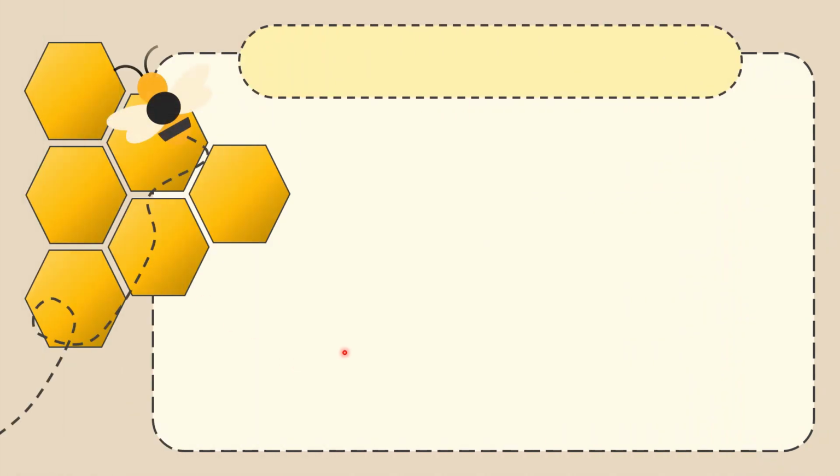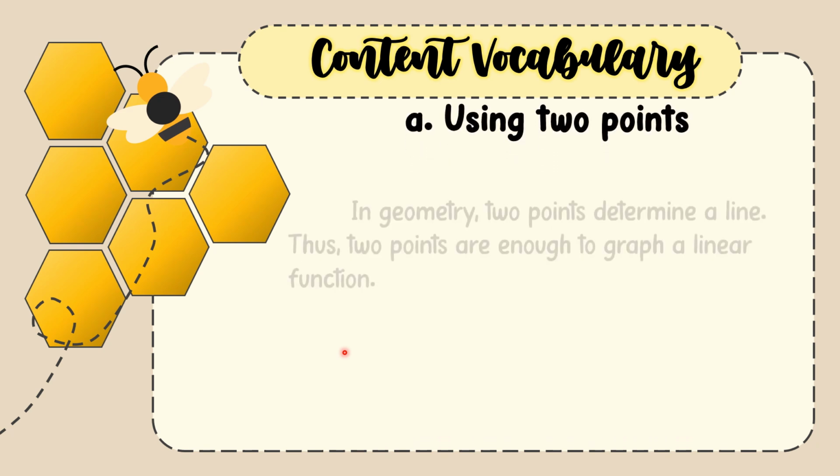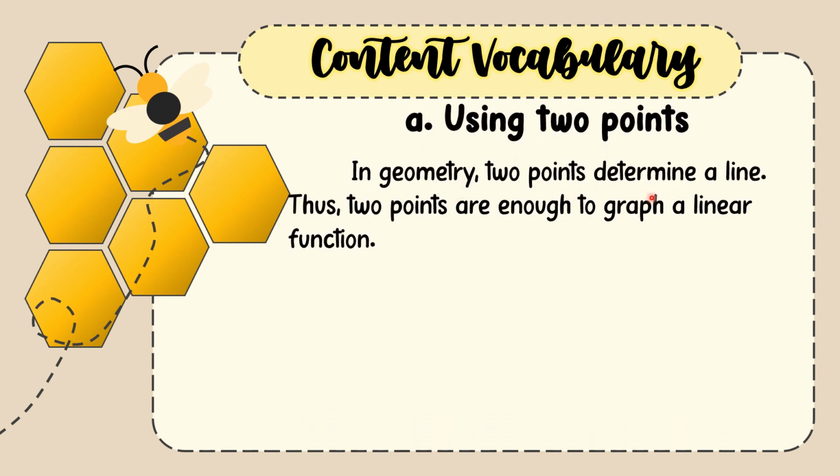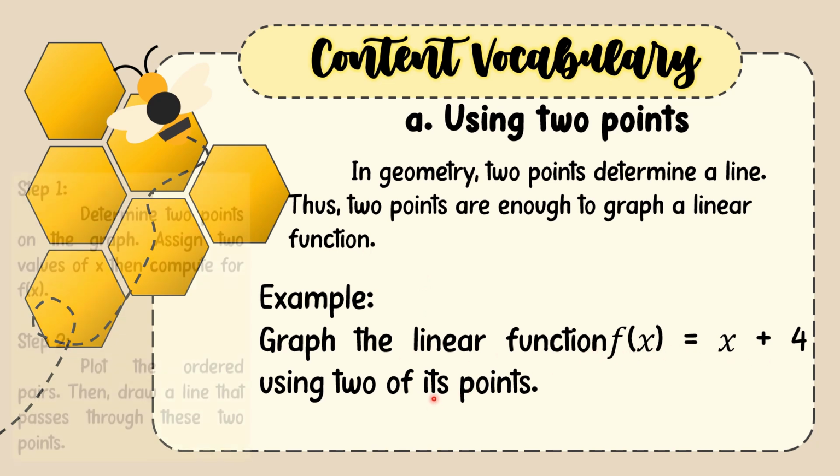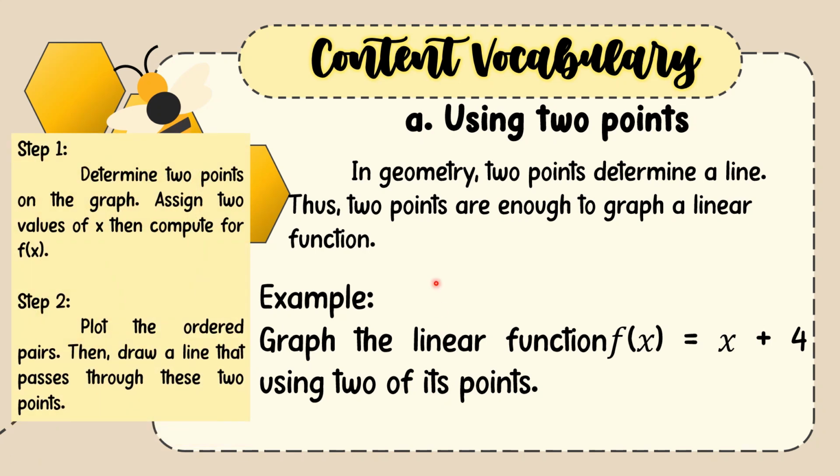Now let us first discuss the first method, which is using 2 points. In geometry, 2 points determine a line. Thus, 2 points are enough to graph a linear function. So let's have this example. Graph the linear function f of x is equal to x plus 4 using 2 of its points. Now here are the steps in graphing the given linear function. Step 1, determine 2 points on the graph. Assign 2 values of x, then compute for f of x. Step number 2, plot the ordered pairs, then draw a line that passes through these 2 points.